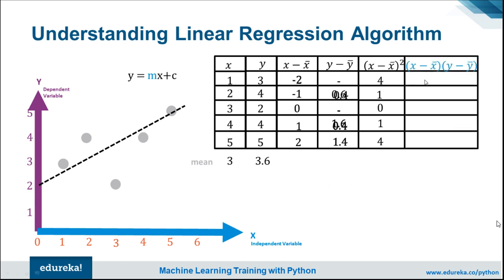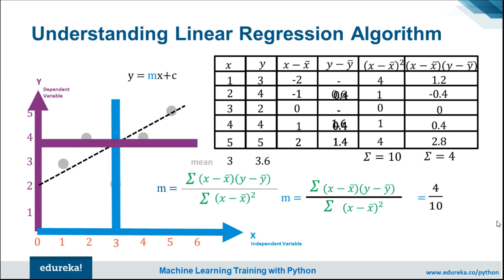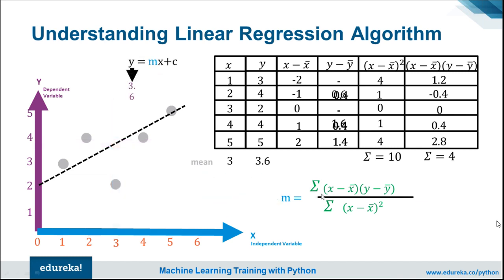Then here we have to multiply both of them before taking summation. So we multiply them. This is the table we got, and we take summation over that. So this is 10 and this is 4, right? So 10 we get in the denominator, 4 we get in the numerator. So we get here 4 by 10. That makes the m value 0.4, so we get m value as 0.4.